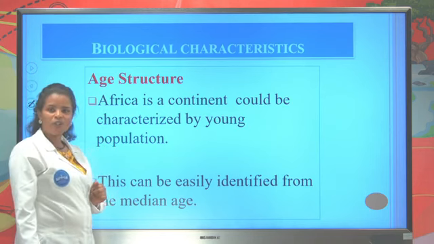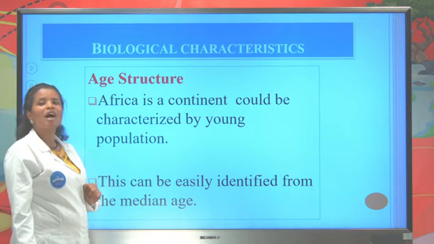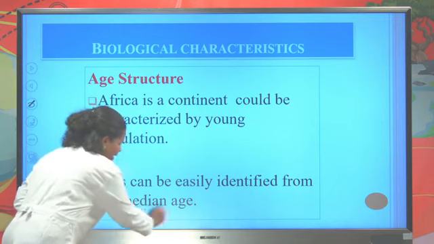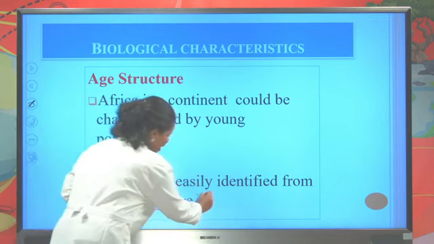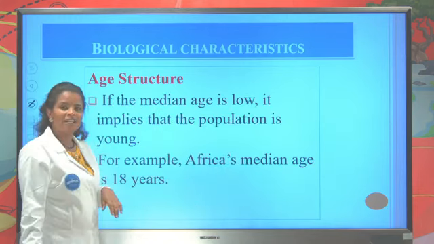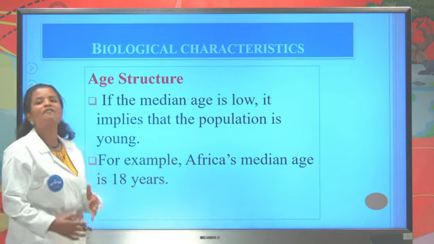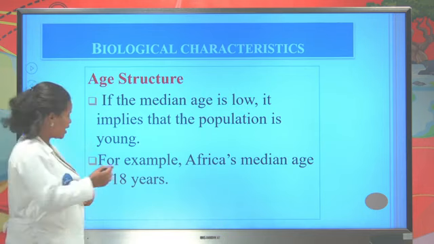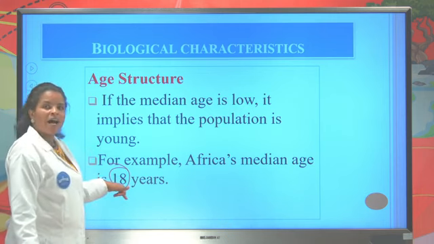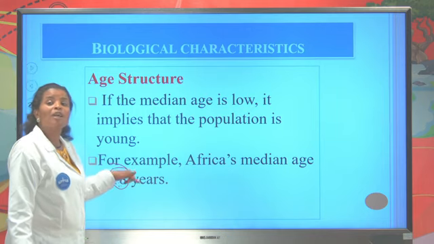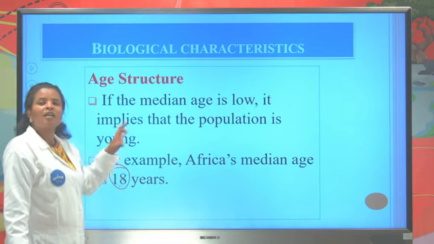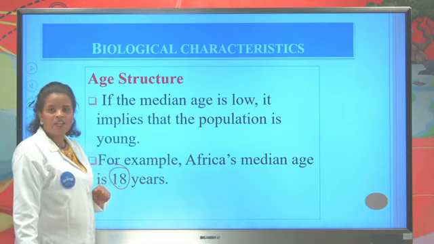So Africa is a continent that could be characterized by a young population. This can be easily identified from the median age. The median age of Africa is 18 years. If a country has a low median age, the fertility rate is very high. We can conclude that with a high fertility rate, the growth rate is very high, but the economic development is very low. So the African population is dominated by the young age group.